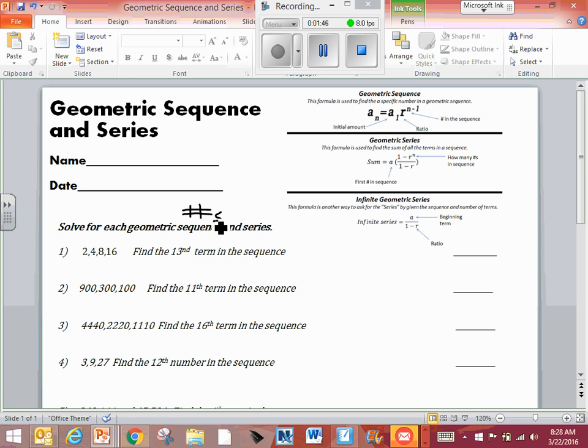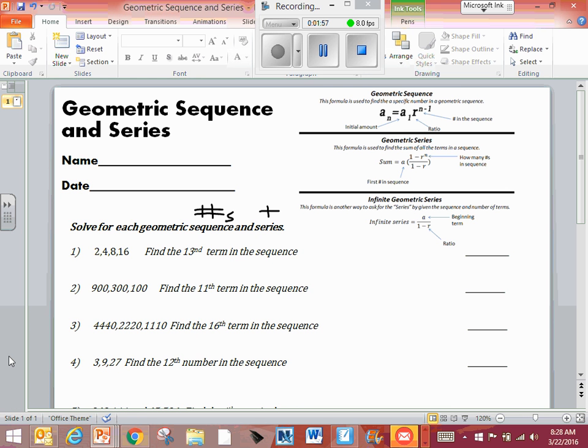Numbers. I'll put numbers separated by commas. Series. Those same numbers separated by plus signs. In other words, in one group, you're just telling me what the numbers are. The other group, you're adding them together. So the difference between a sequence and a series: a sequence is a listing of numbers in a pattern. A series is adding them.